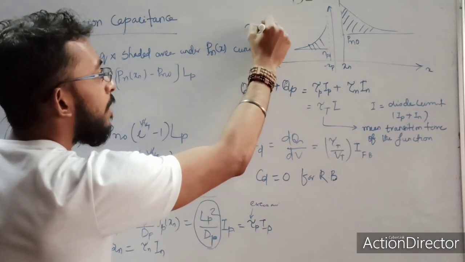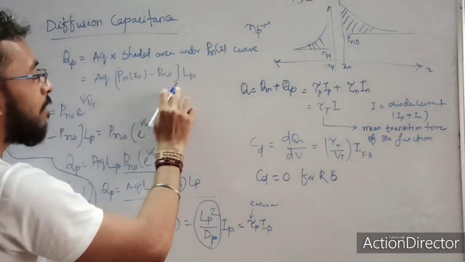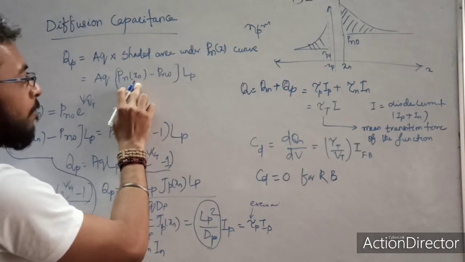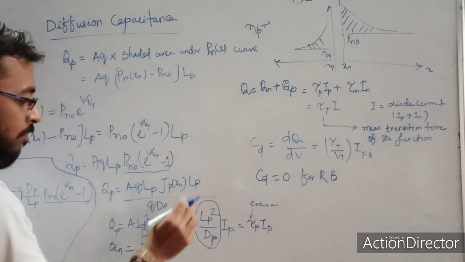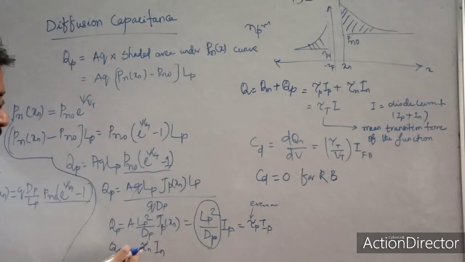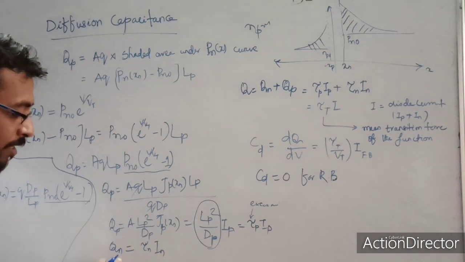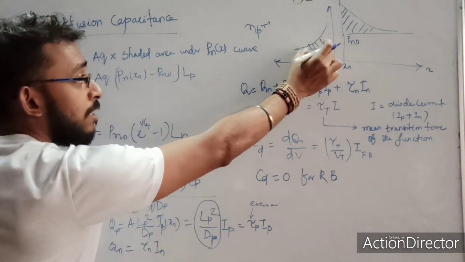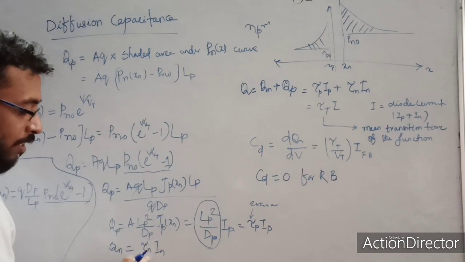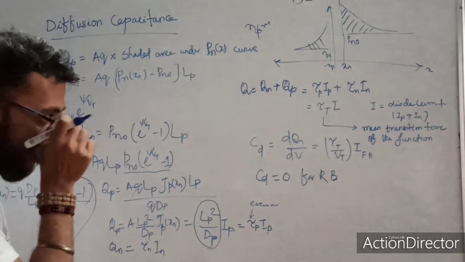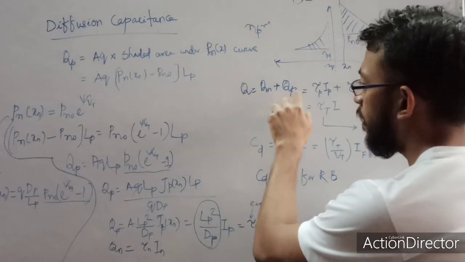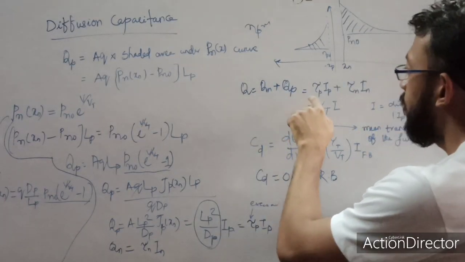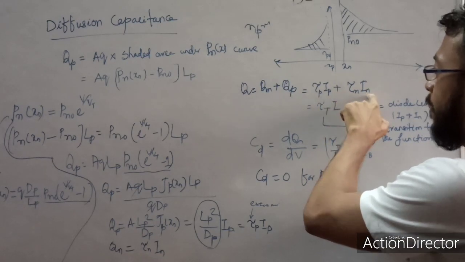Similarly, I find the charge Qn, which is nothing but A times the shaded area under this curve, the second curve Np of x. That is Np of x minus Np0 into Ln. If I follow the same process, I get Qn, the excess charge stored in this region, as nothing but tau n times In. Now my total charge is nothing but Qn and Qp added, that is tau p Ip plus tau n In.